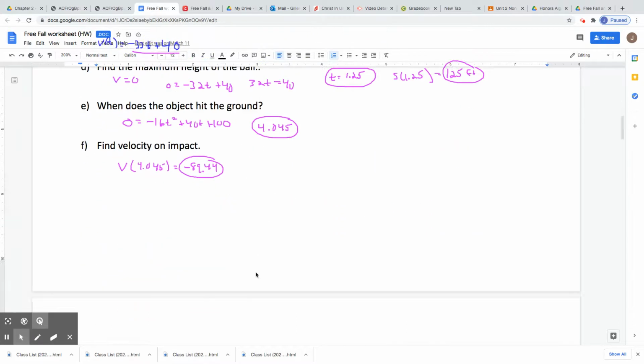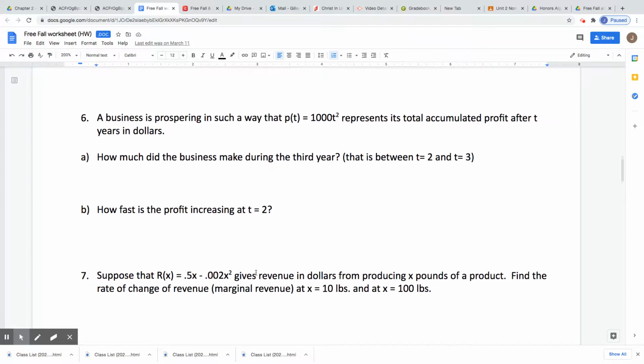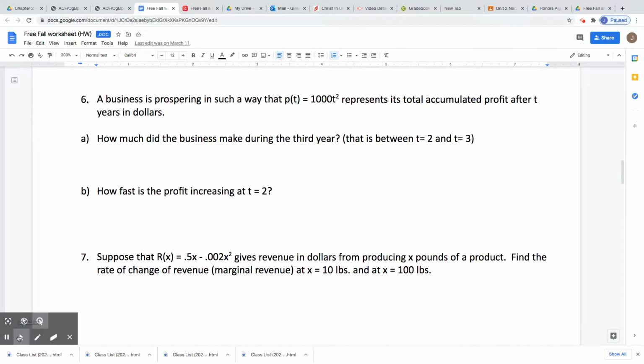All right, so the last two problems here are both rates of change problems, if I remember correctly. So for number 6, a business is prospering in such a way that this equation represents its total cumulative profit after t years in dollars. How much did the business make during the third year? That is between t equals 2 and t equals 3. So this is the average rate of change, which means old school slope, but the time's on the bottom. Then you're going to plug those same times into your original equation. We're going to plug in 3, and we're going to plug in 2.